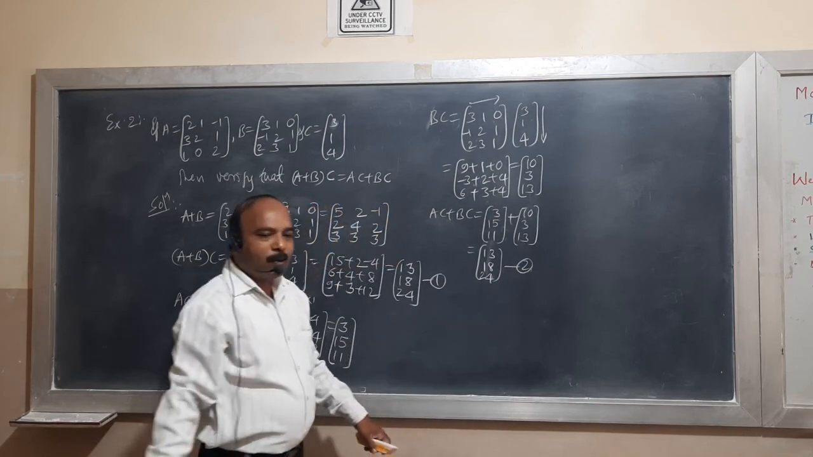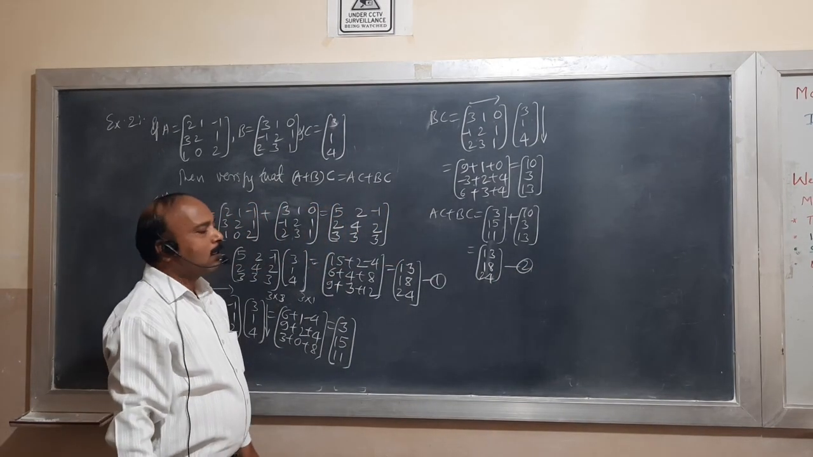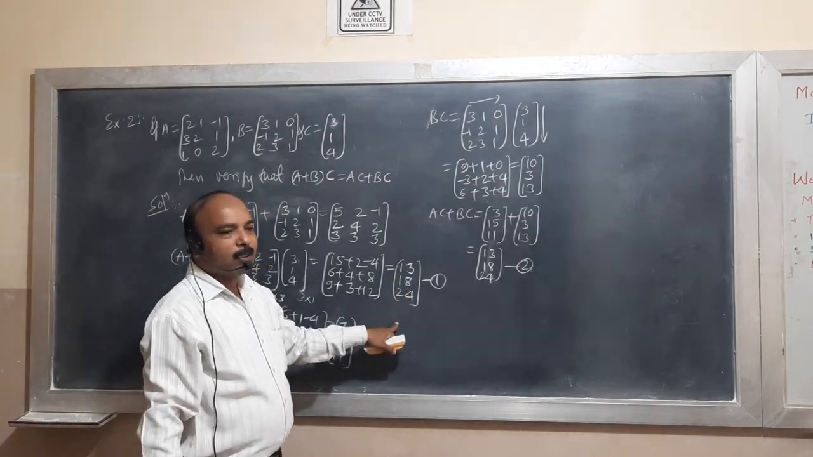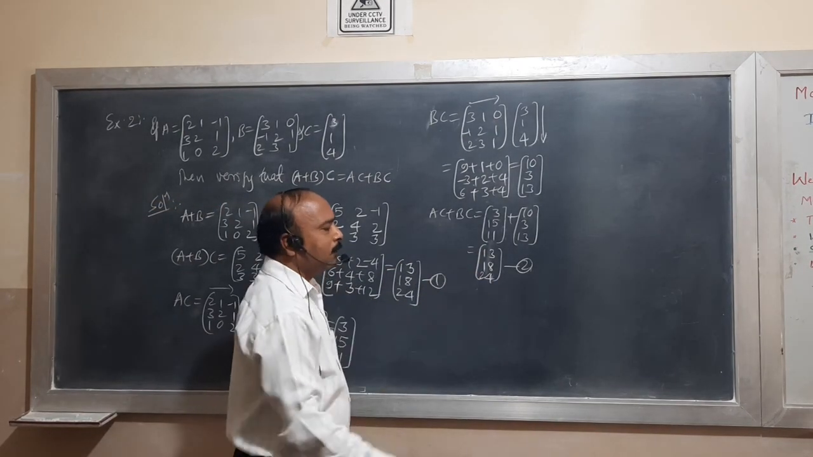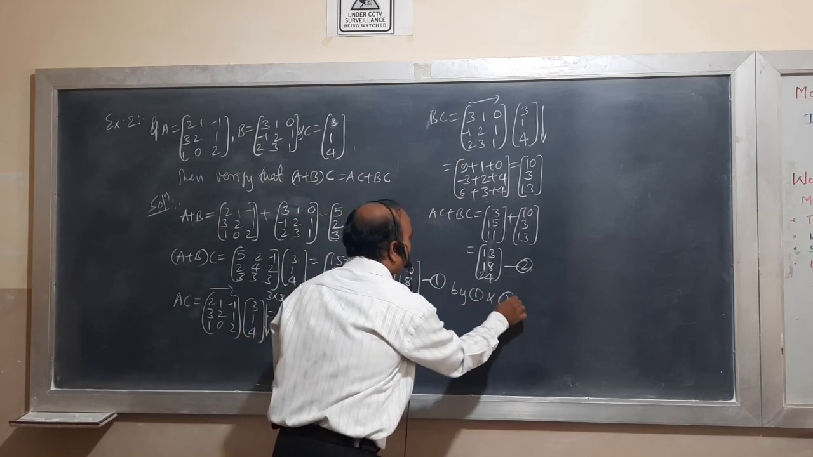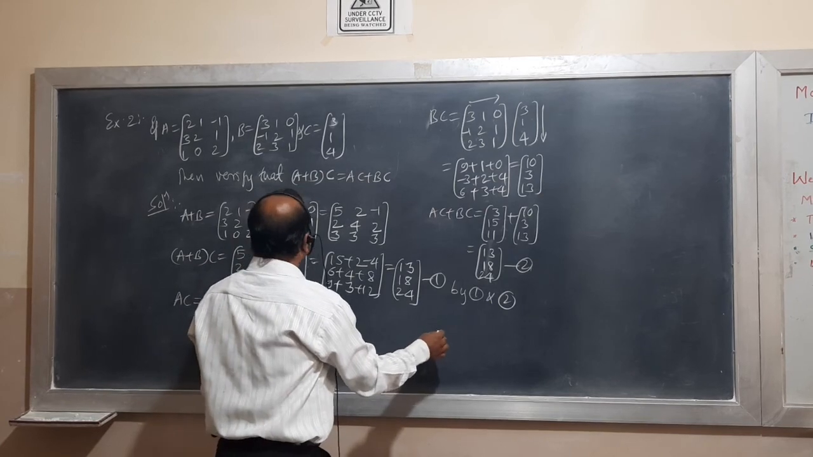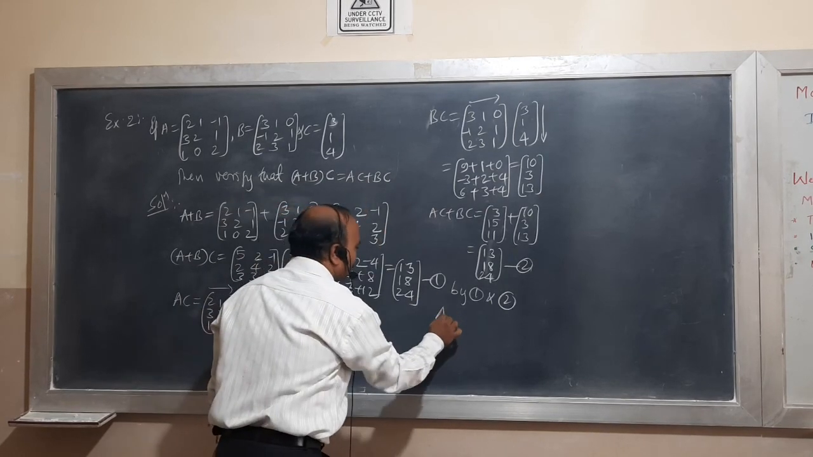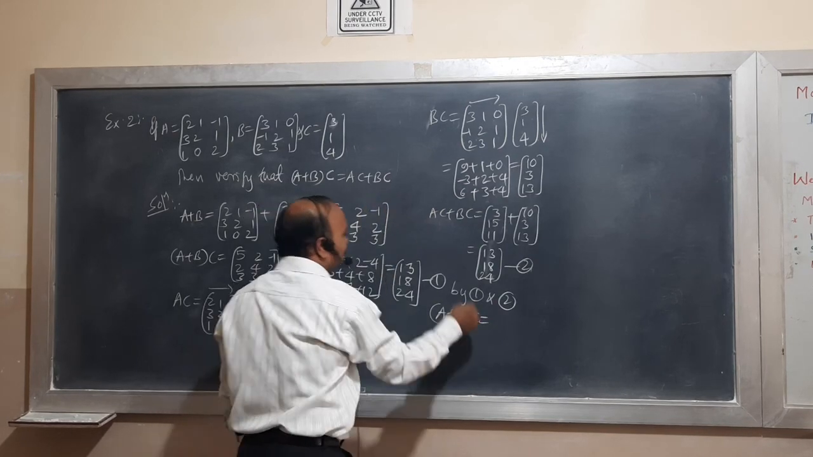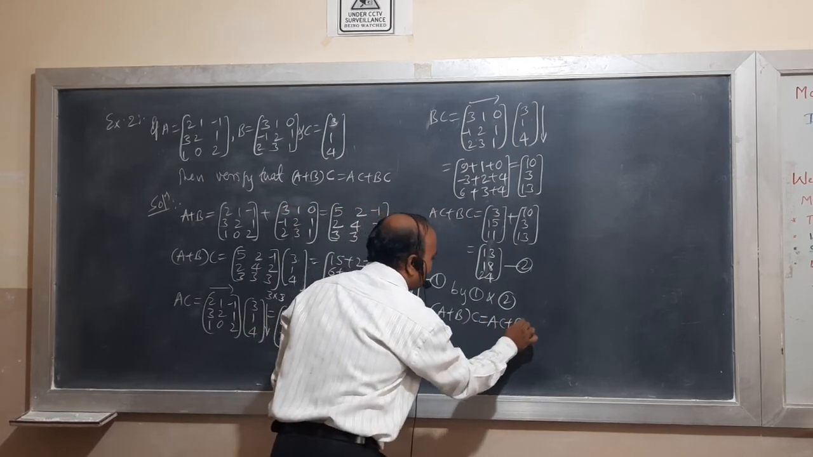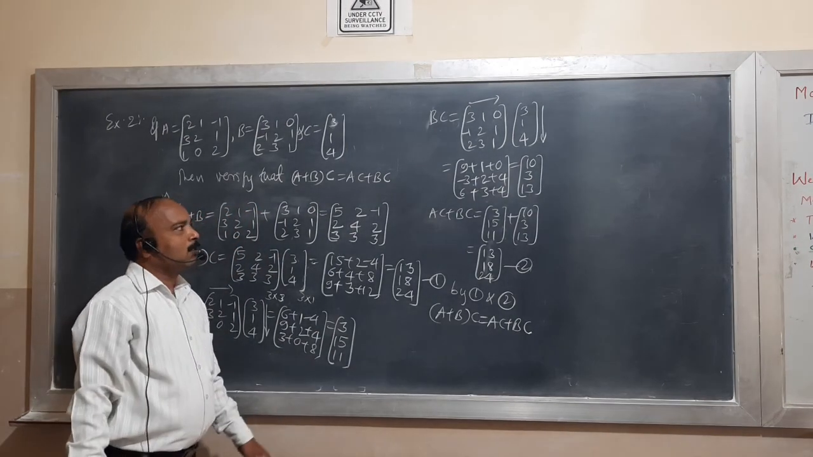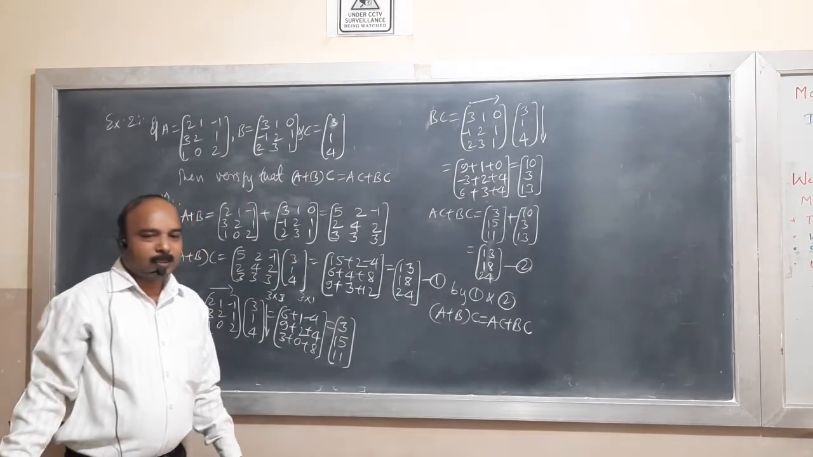Now you observe from 1 and 2, both are equal. Right hand sides are equal. That is 13, 18, 24. It is also 13, 18, 24. Therefore, by 1 and 2 we conclude that left hand side equal to right hand side. That is (A plus B) into C equal to AC plus BC. Take it as a very important 5 marks question for your examination.